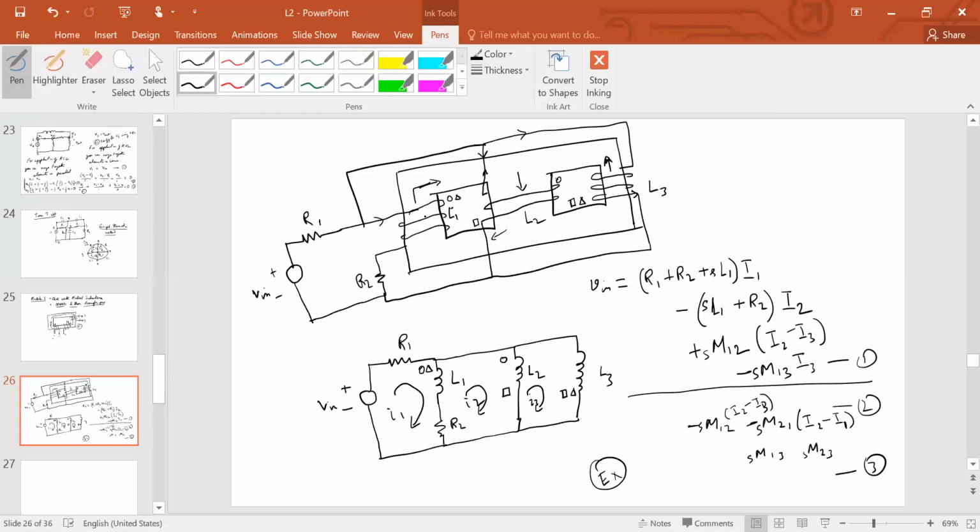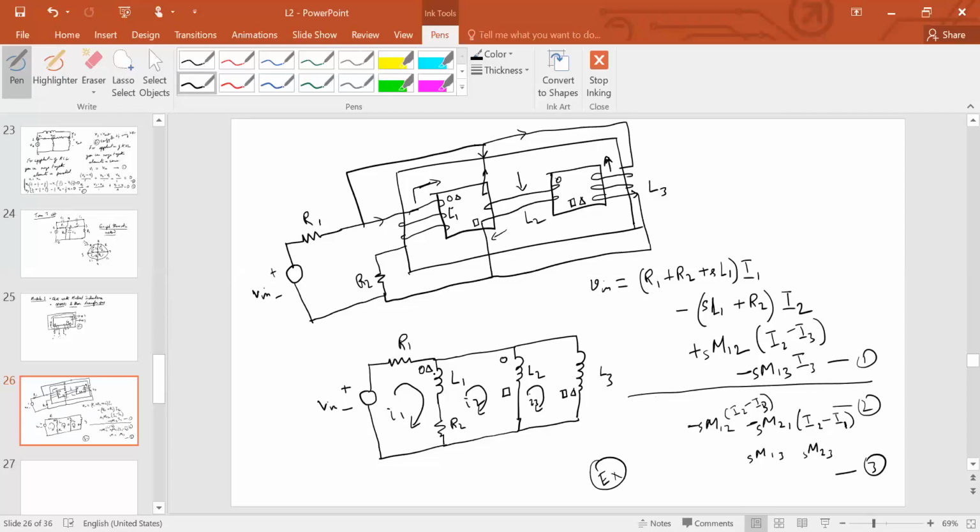So basically the flux produced by inductance 1 is supported by inductance 2 and opposed by inductance 3. Therefore you have a positive sign next to M12 and a negative sign next to M13. But remember, when we were writing these equations, we did not have to think of this. That is the whole utility of this dot convention.